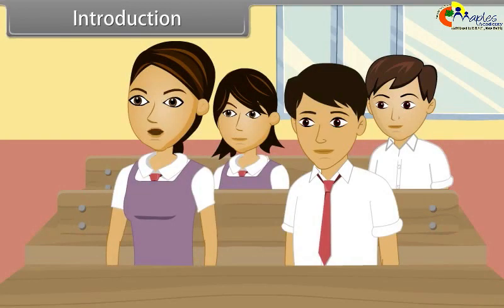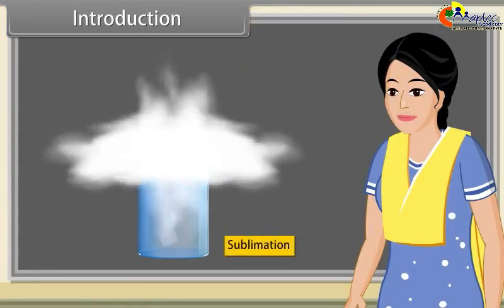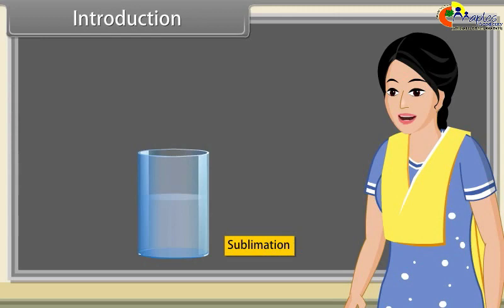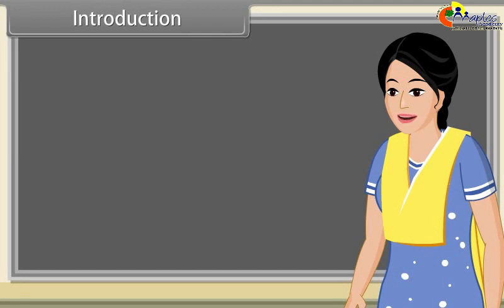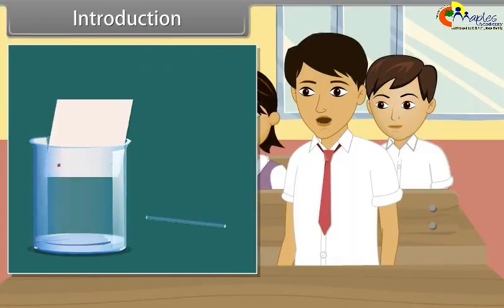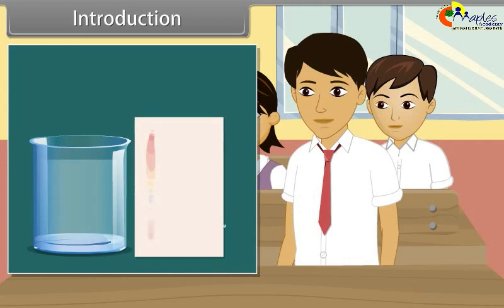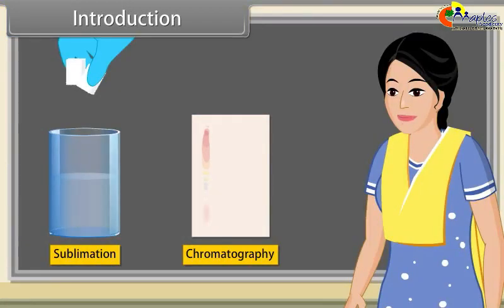Teacher, what is sublimation? Sublimation is the process in which solid directly converts to vapor state without passing through liquid state upon heating. Now can anybody tell me what is chromatography? Teacher, chromatography is a technique used to separate and analyze a mixture of chemicals. Very good, Aryan. Now we'll study the processes of purifications in detail.